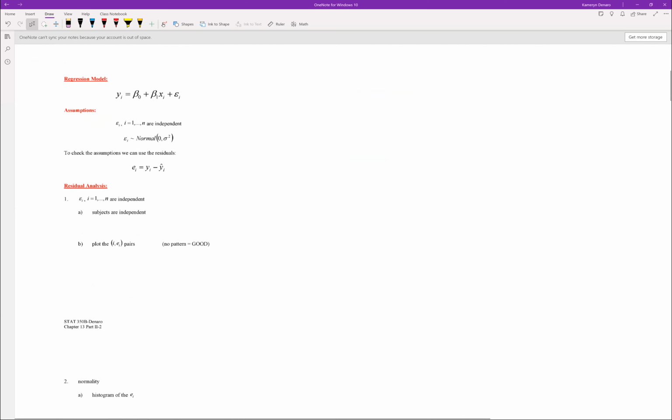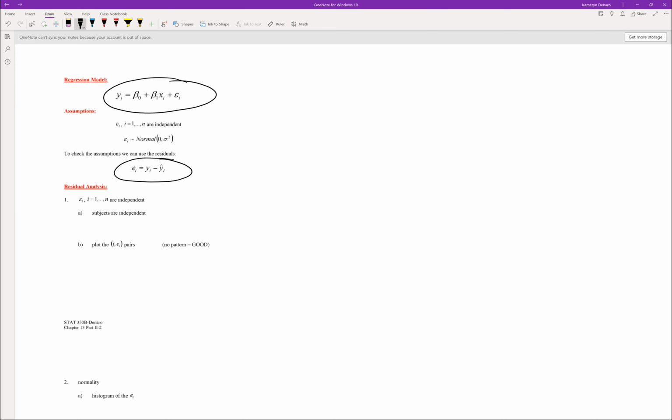Okay, remember in our regression model, for the simple regression model, we have yi equals beta 0 plus beta 1 xi plus epsilon i. Remember that those random errors, those epsilon i's, are independent. They follow a normal distribution with mean 0 and variance sigma squared. We can calculate all of the residuals by taking the observed yi minus the predicted yi.